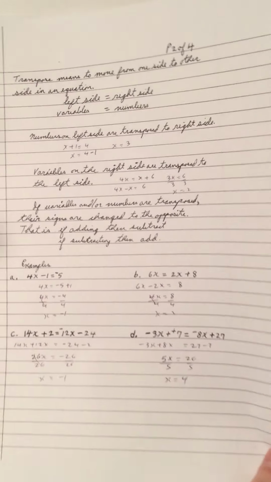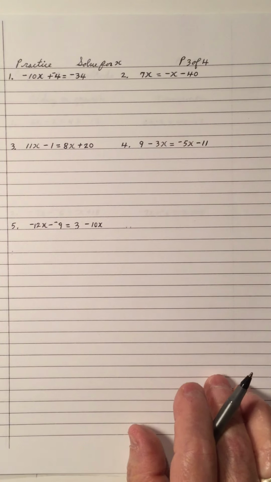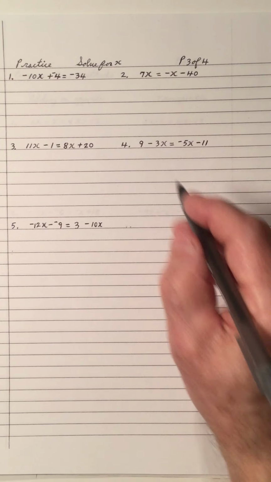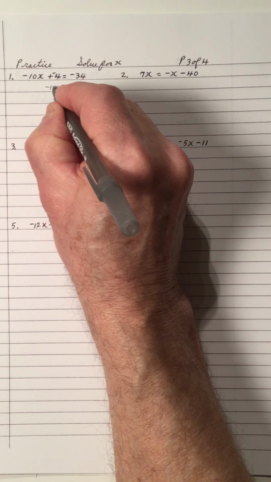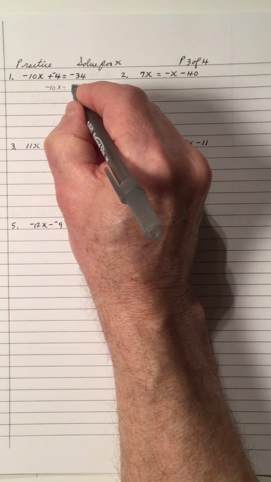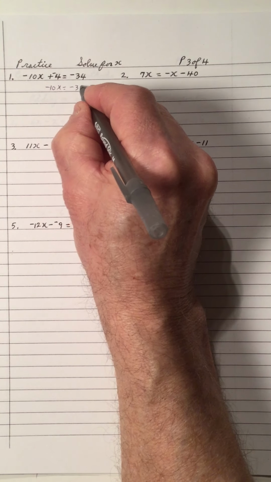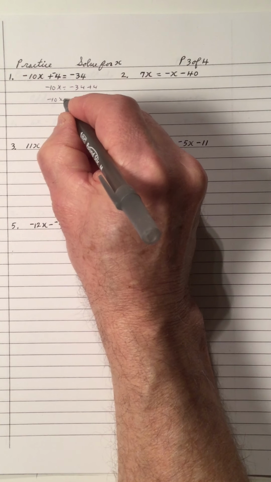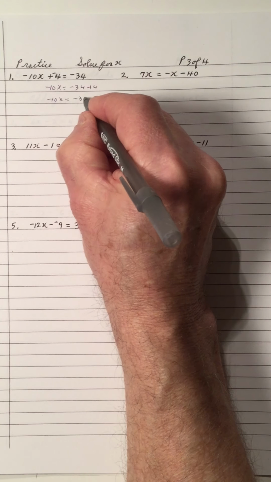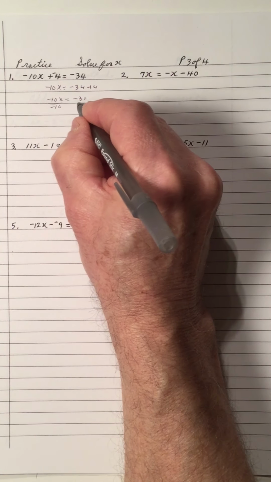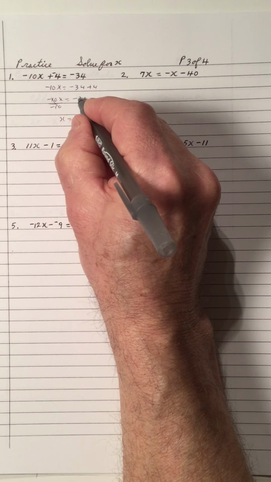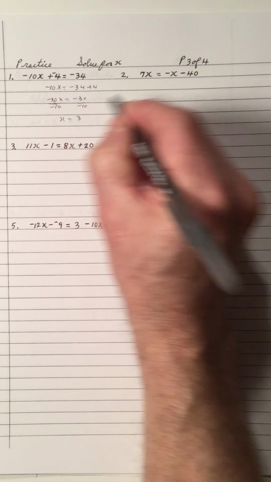Okay, I have some done. Now if you wish, pause your video and work these out. Here we go. The x is okay because it's already on the left side, and I have to move the minus 4. So the minus 4 becomes a plus 4. So that's negative 10x equals negative 30. Divide by negative 10 on both sides, and they cancel. x equals 3.